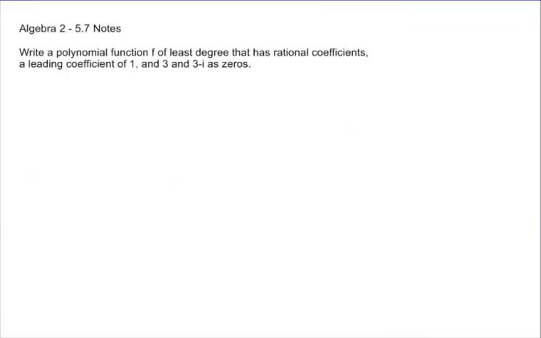Okay, so the last thing that we want to look at in this section is writing a polynomial function f of least degree that has rational coefficients. So we want rational, which means we want numbers, and with those numbers we also want the leading coefficient to be 1, and then we want 3, and 3 minus i as zeros. So here's my 2 zeros that I'm given. When we start working this out, we've got to figure out what the zeros are, and I've been told that x is equal to 3, and that x is equal to 3 minus i.